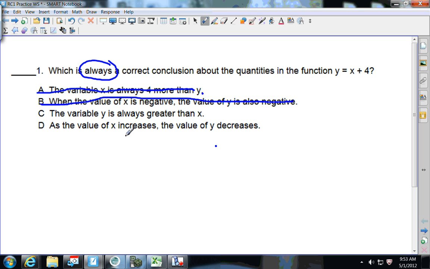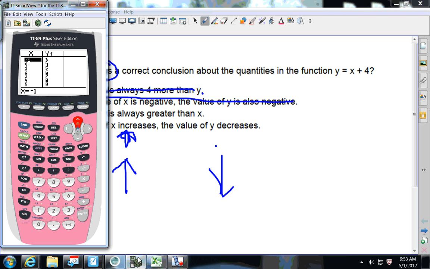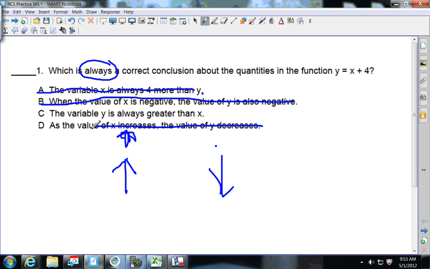As the value of x increases, so x goes up, the value of y decreases. It goes down. Well, let's look here. Is that what's happening? X is going up. What's happening to y? Y is going up. So this is not the right answer. Your correct answer should be C.